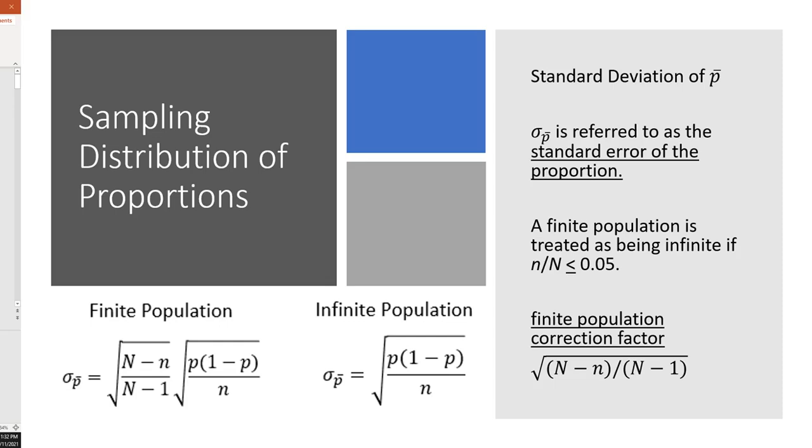The formula for the standard error of the proportion is going to depend on whether you have a finite population, where a finite population is defined as one where the proportion of the sample out of the population is less than or equal to 0.05. So in this case, the standard error of the proportion will include the finite population correction factor in the calculation if we've determined that we do have a finite population.